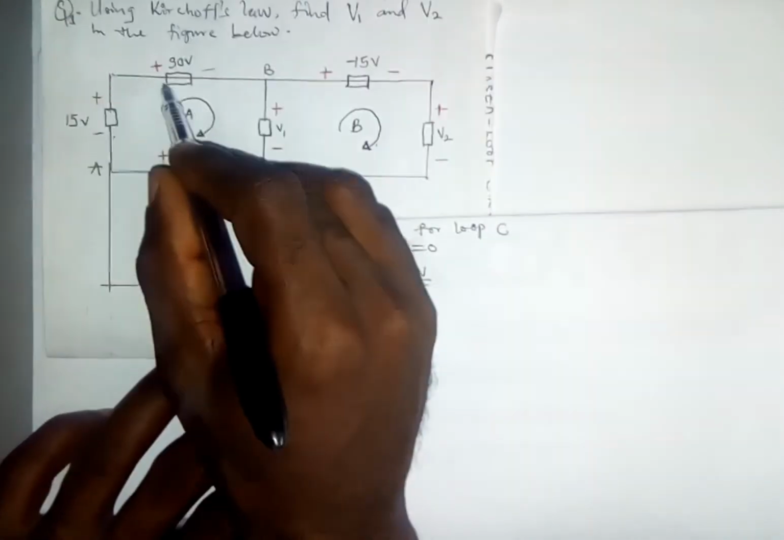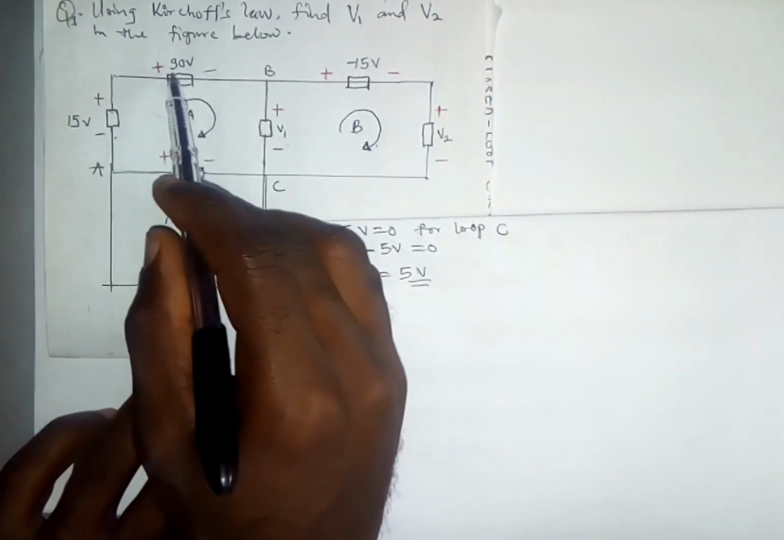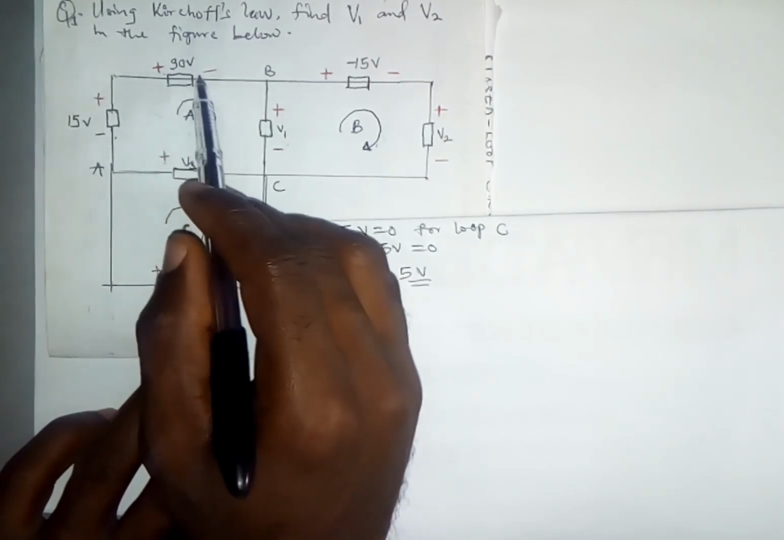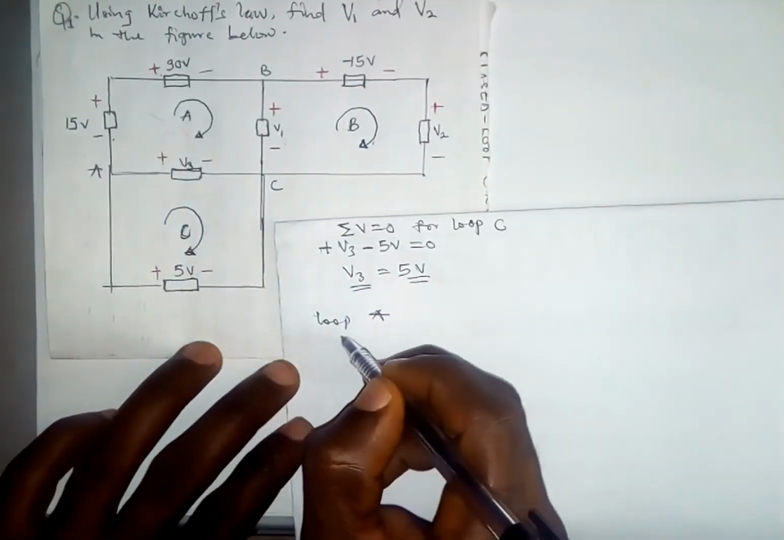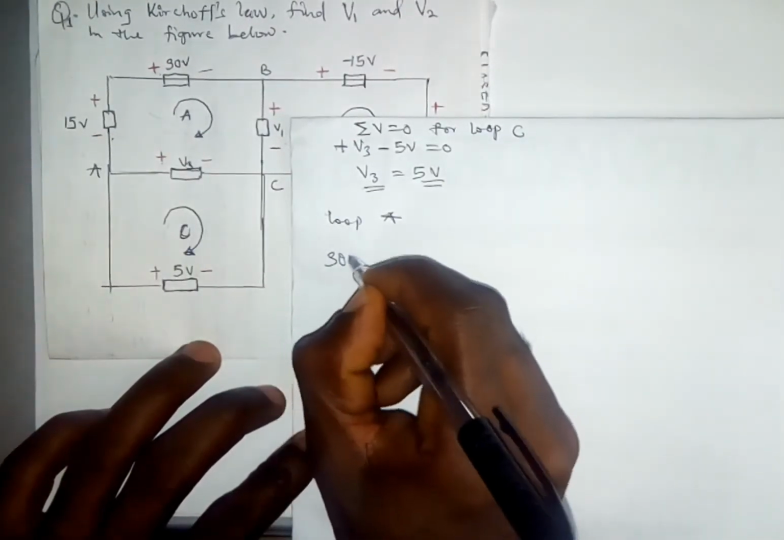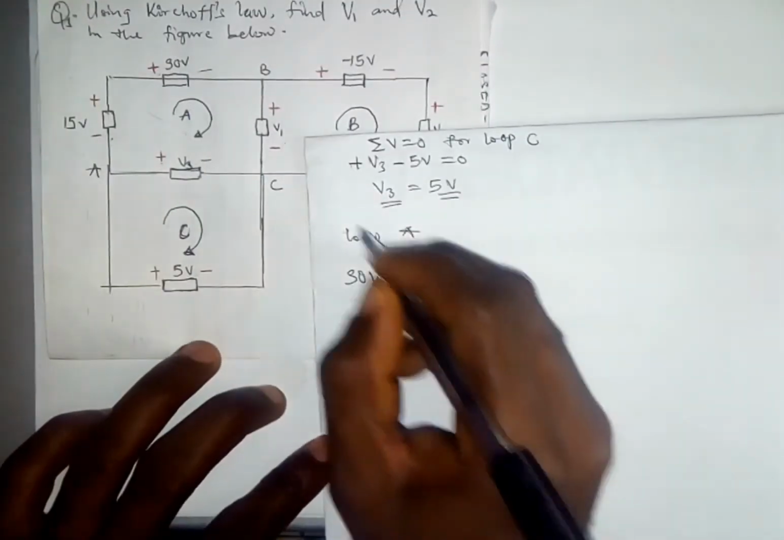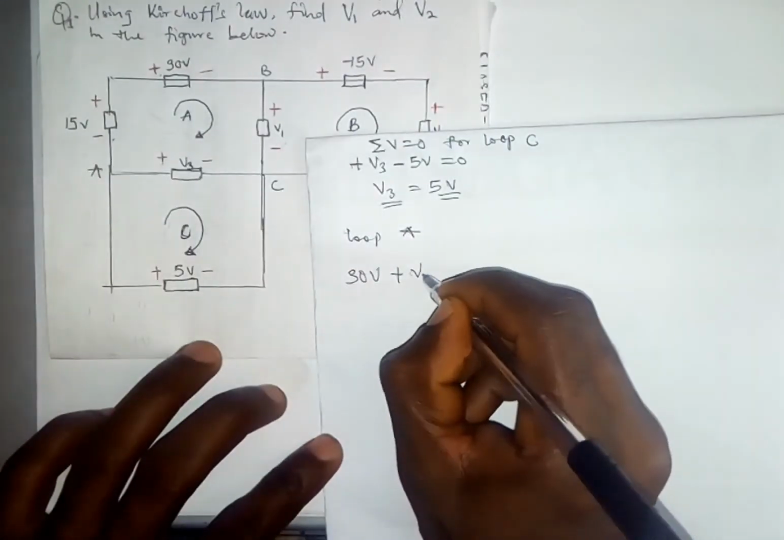So we are going to follow our direction. I'm starting from this side, which is our 30 volt. If you look at this one, from positive to negative, it's going to be positive. So we are going to have what? We are going to have positive 30. So our V1 is still positive, positive V1.